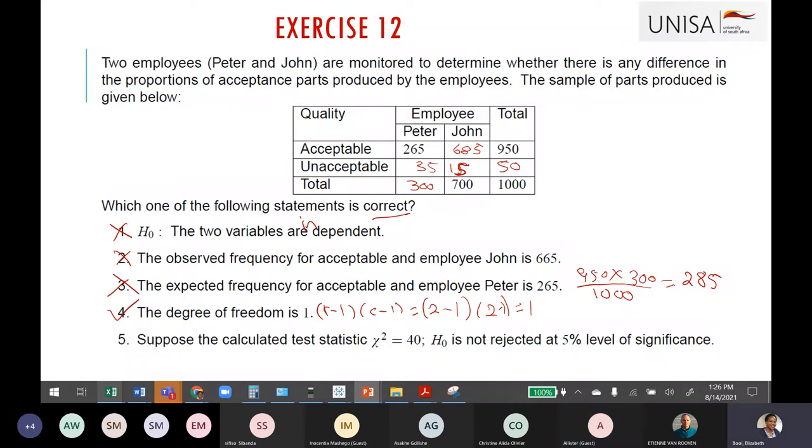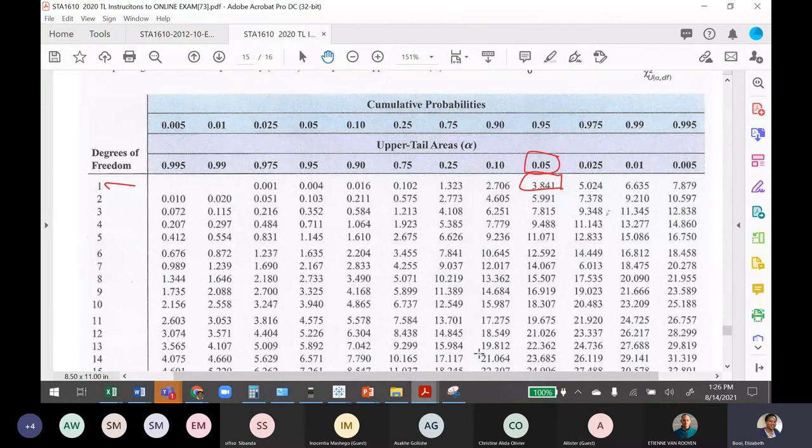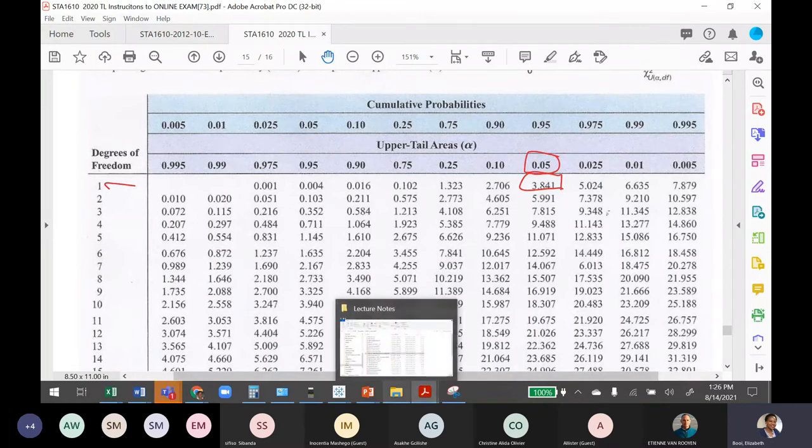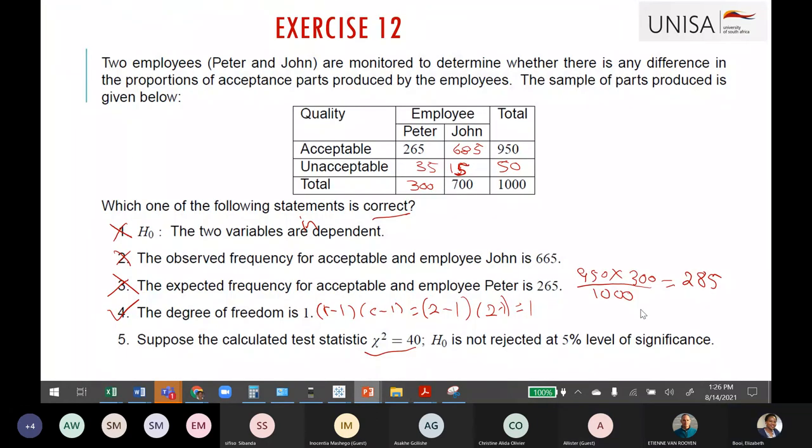Suppose the calculated test statistic shows that H naught is not rejected at alpha 5%. So we know the critical value at 5% alpha is 3.84. If we know that, 3.841, our test statistic falls in the rejection area. And this one says it's not rejected. So that is incorrect.